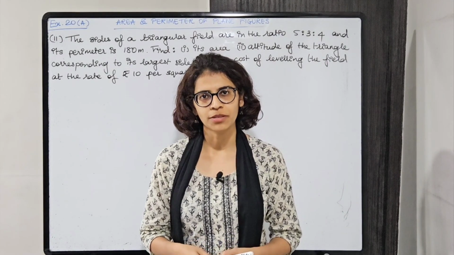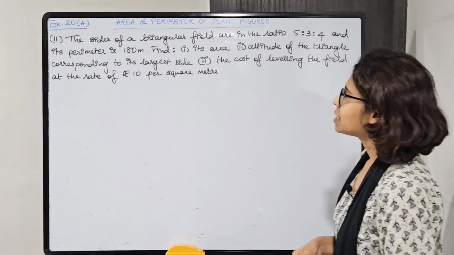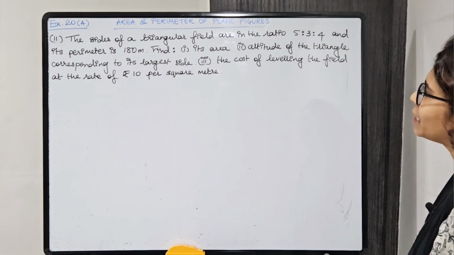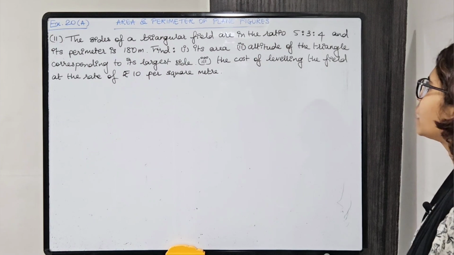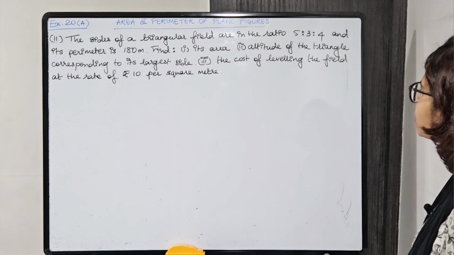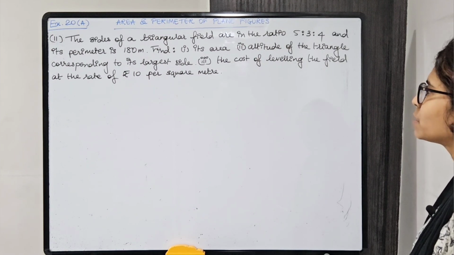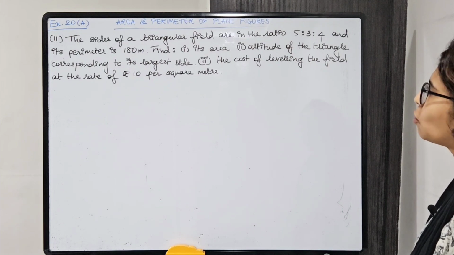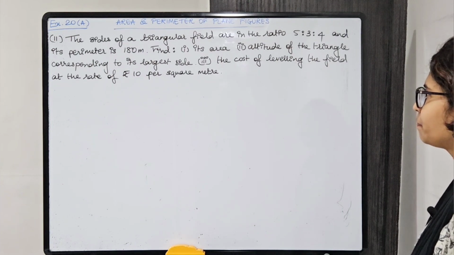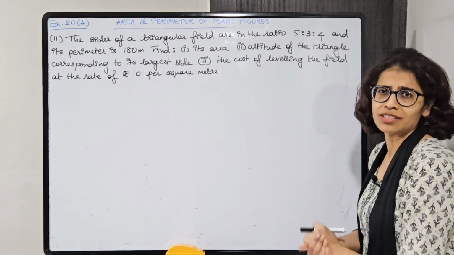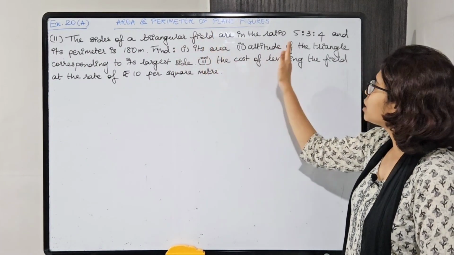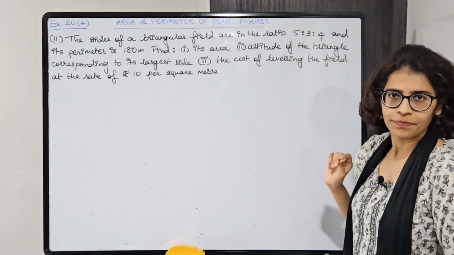Next question, question number 11. The sides of a triangular field are in the ratio 5:3:4 and its perimeter is 180 meter. Find first part its area, second part altitude of the triangle corresponding to its largest side, third part the cost of leveling the field at the rate of ₹10 per square meter. It's very easy, students. The three sides of the triangular field are in the ratio 5:3:4.